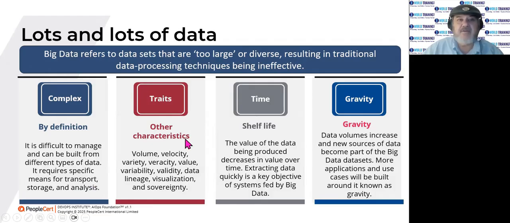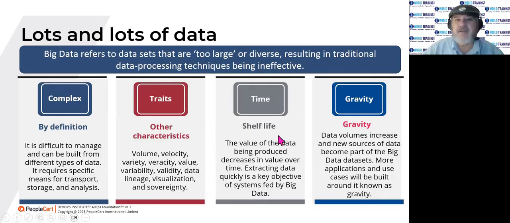Traits or other characteristics, things like the 5 V's: volume, velocity, variety, veracity, value. Variability is variety, really. Validity, data lineage, visualization, sovereignty. These are some characteristics that are often used to describe big data or data in the context of big data.